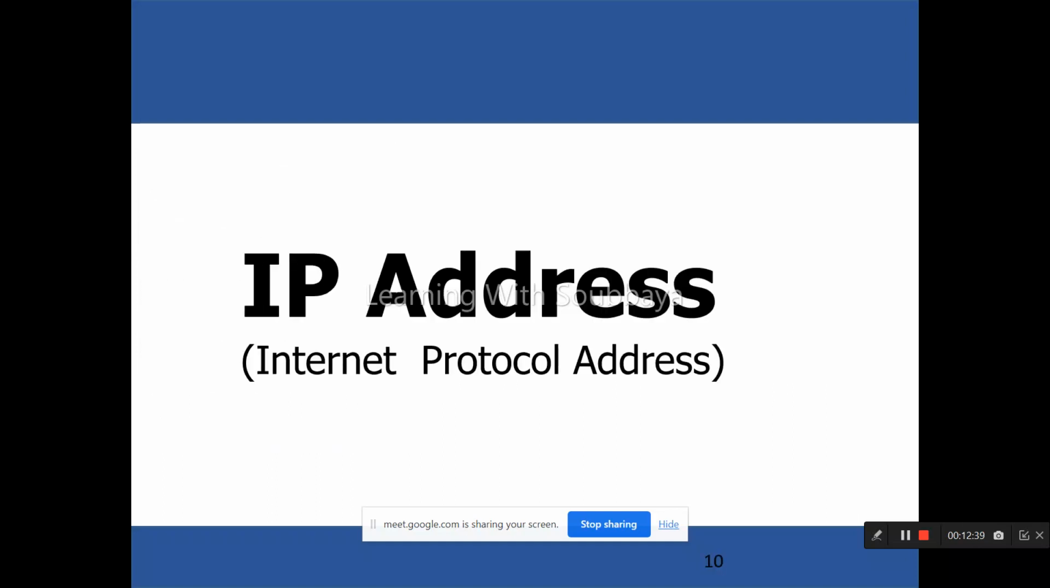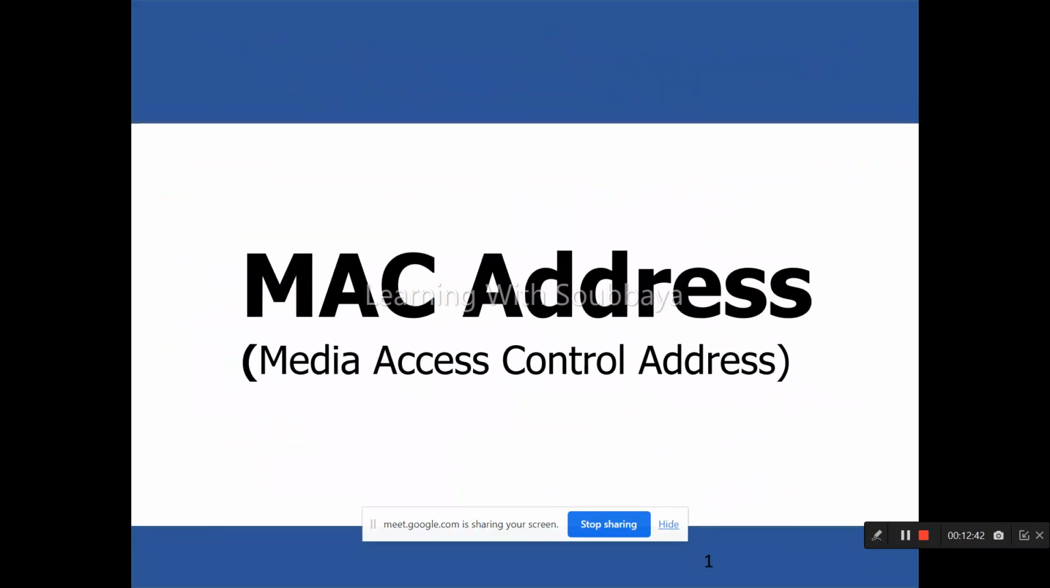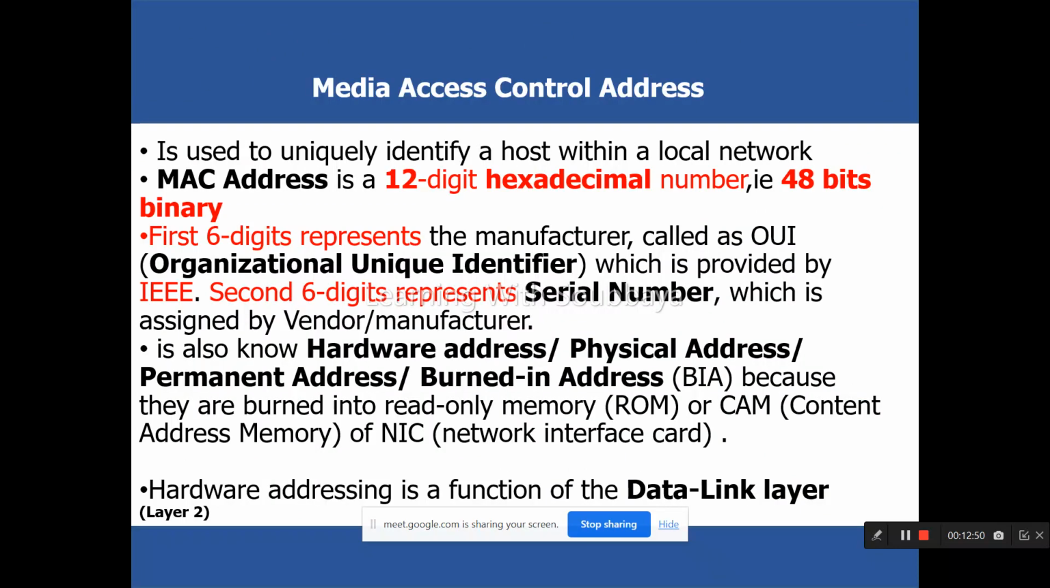Next, we are going to discuss the IP address. But before going to the IP address, first understand the MAC address. MAC address is nothing but Media Access Control address. It's a 12-digit hexadecimal number or 48-bit binary number divided into two portions. The first 6 digits represent the OUI, Organizationally Unique Identifier. The second 6 digits represent the vendor-assigned number or serial number.